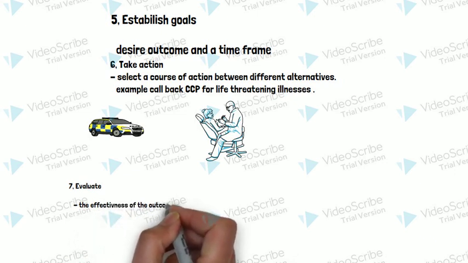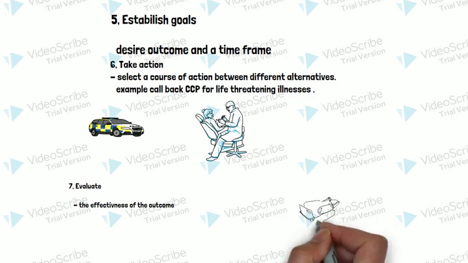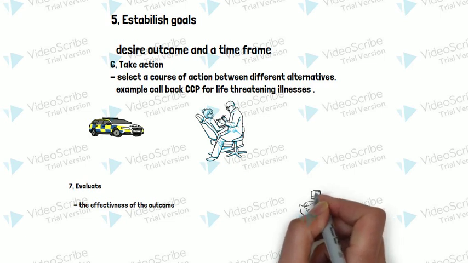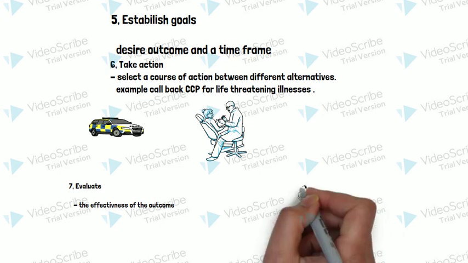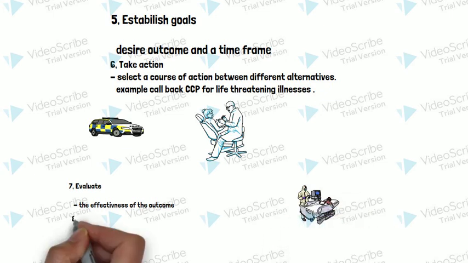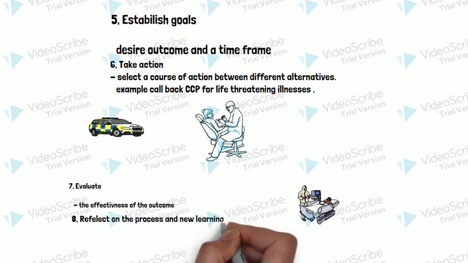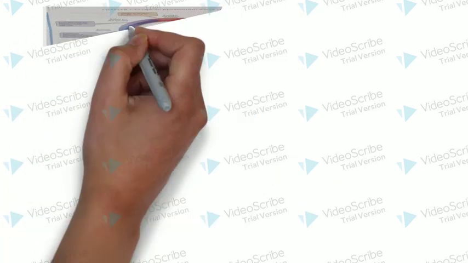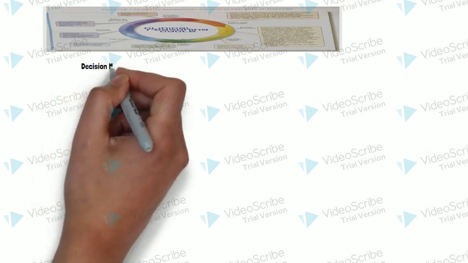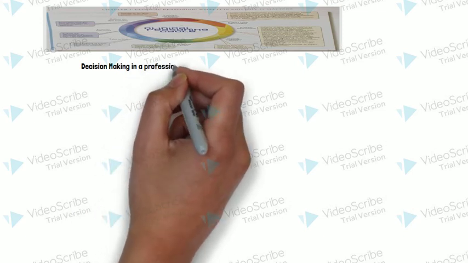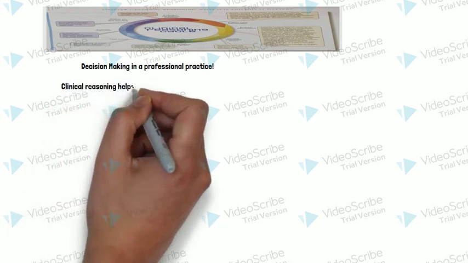The last stage is reflect on the process and new learning. Reflecting is very important. By contemplating what the clinician has learned from this process and what the clinician could have done differently. So reflecting is very important, which makes us improve if we come across a similar case in the future. So we will enhance our knowledge by reflecting. So this is all about the stages or phases of the clinical reasoning cycle.